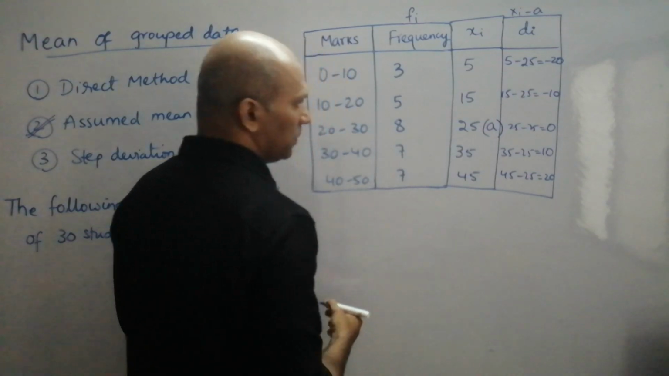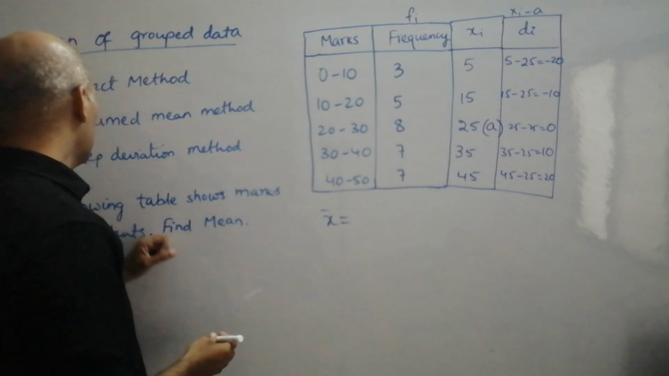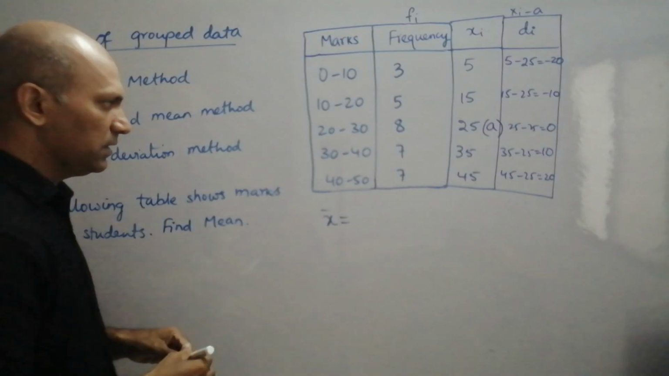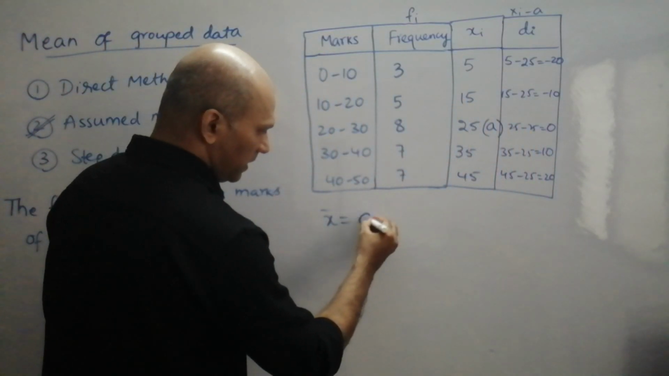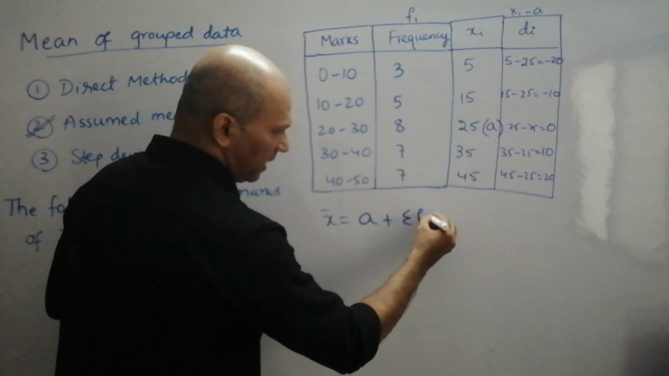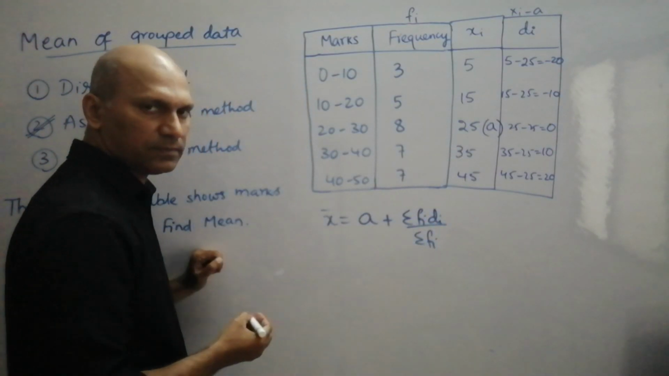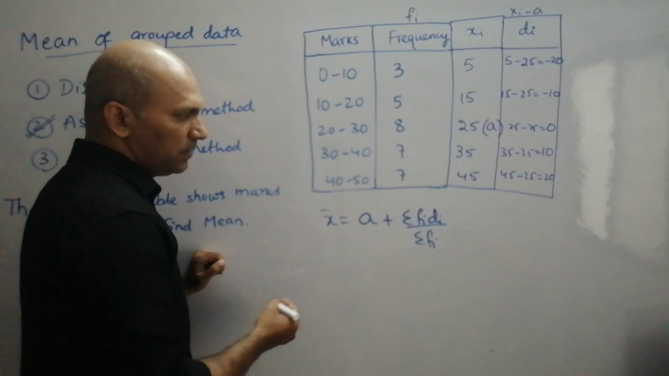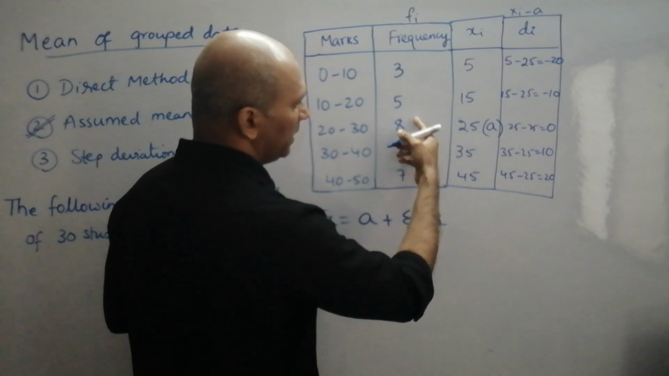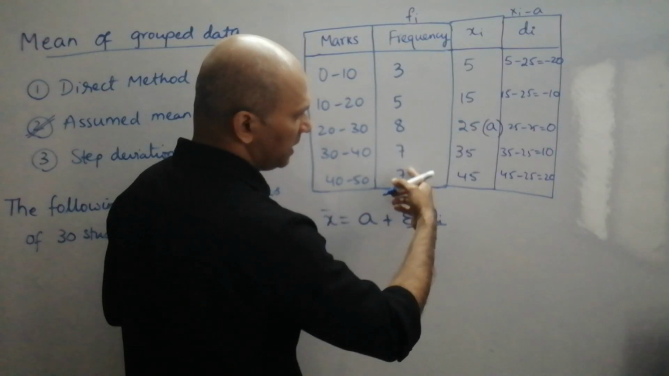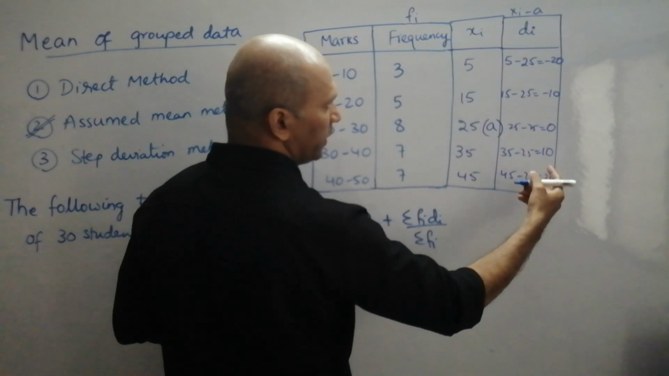This is our di. Now, to find the mean using the assumed mean method, the formula is a plus sigma fi di divided by sigma fi. So fi and di should be multiplied. The fi values are 3, 5, 8, 7 and 7, and these are our di's: minus 20, minus 10, 0, 10 and 20, right?